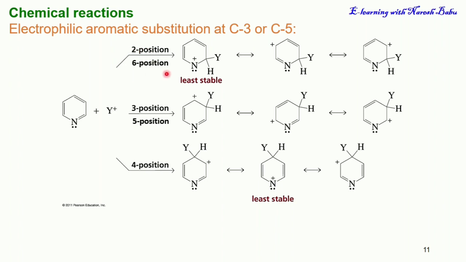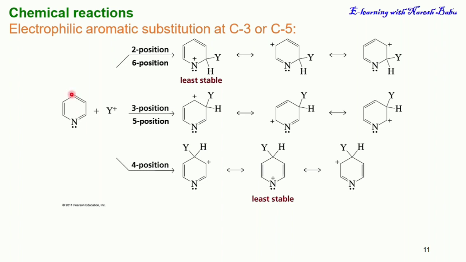If the electrophile attacks the second or sixth position, we can see these different resonance structures. Among these, the nitrogen gets a positive charge in this canonical form, so this is the least stable form. When the electrophile attacks the third and fifth position, either this position or this position, we cannot observe any positive charge on the nitrogen atom. That least stable form does not appear in these three forms.